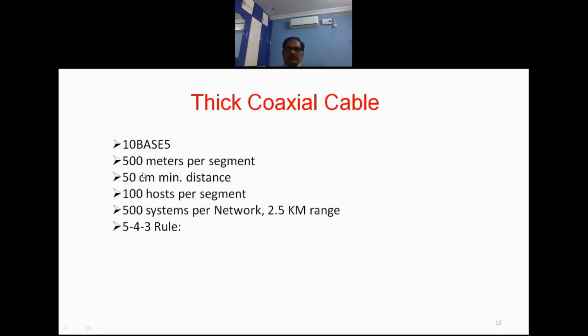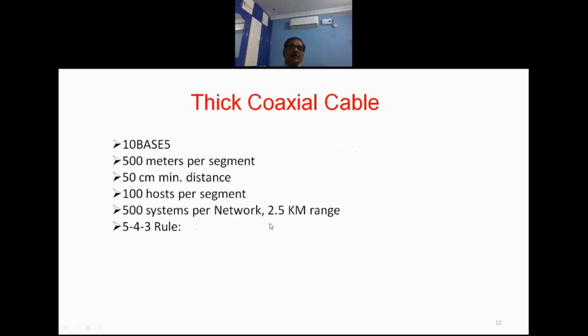And minimum gap between 2 systems can be 50 centimeters or half meter. Now in this case we can connect 100 systems per segment. So when we are using 100 systems per segment and maximum 5 segments, total 500 systems can be connected in the network. So what is the range of the network? The range is 500 meters per segment, 5 segments, so 2.5 kilometers is the maximum size of the network.